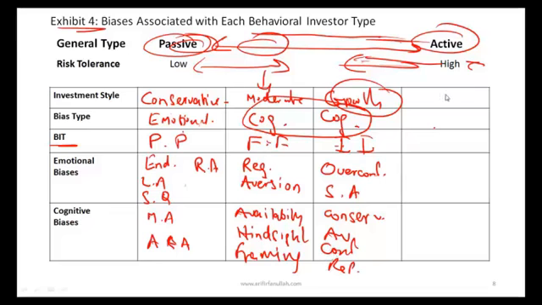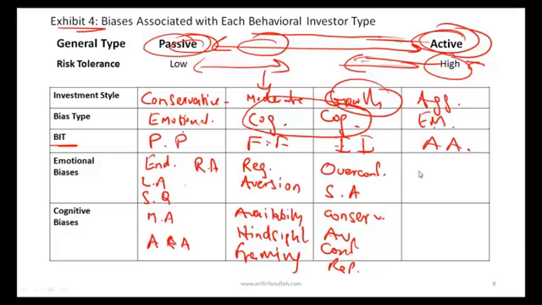So the final category is the most dangerous one, where you have people who are very active and the risk tolerance is very high. So typically for them, you can have a relatively aggressive investment style. What's the bias? Do you think it's primarily emotional or primarily cognitive? So these people tend to be more emotional. The BIT here is called active accumulator.